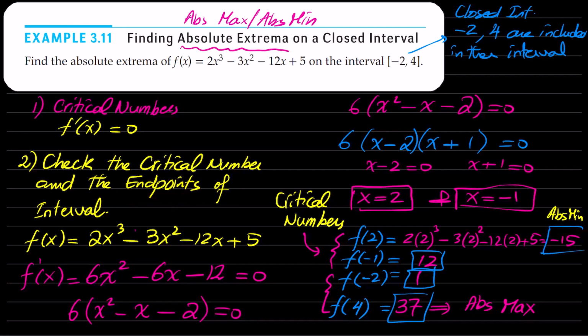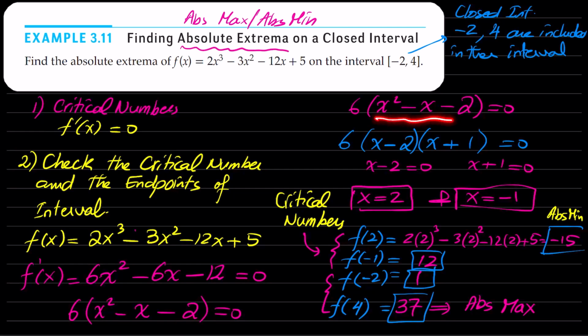We took the first derivative of this function normally using the power rule. We found that 6 is a GCF. We divide all 3 terms by 6. So 6x squared divided by 6 is x squared. 6x divided by 6 is x. And 12 divided by 6 is 2.